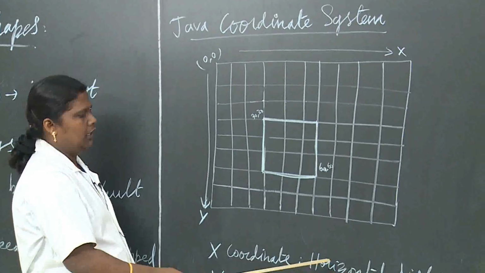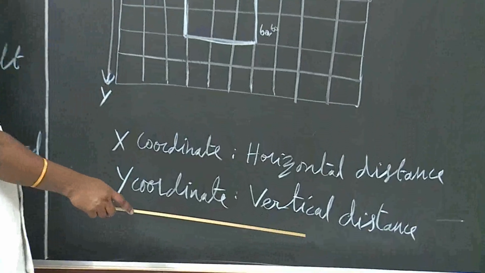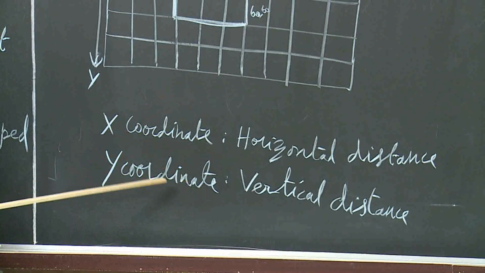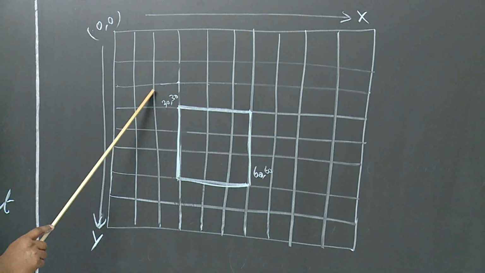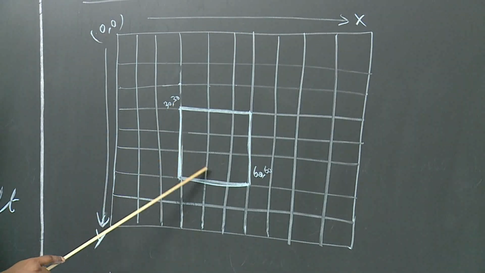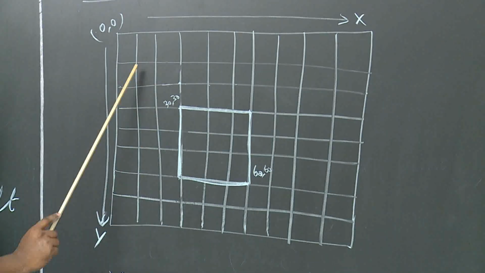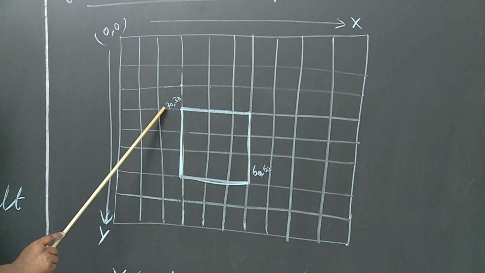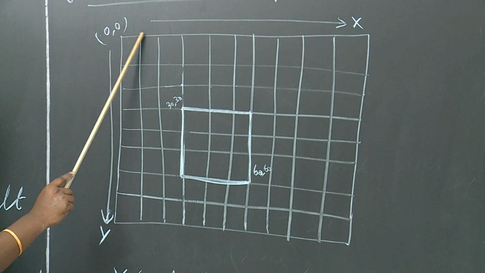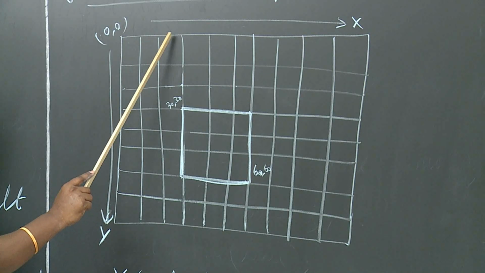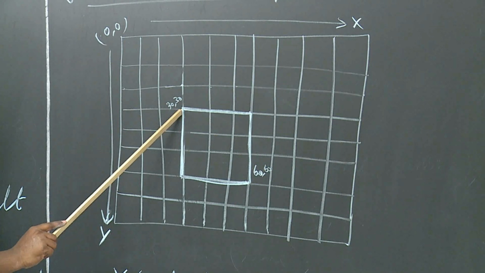The x coordinate represents the horizontal distance, left to right, and the y coordinate represents the vertical distance. These are the two coordinates needed to draw anything. For example, this picture is drawn with a starting point 30, 30 and an end point 60, 60. Here 30, 30 means the first 30 is the x coordinate, and the second 30 is the y coordinate. Marking 10, 20, 30 on the x axis, and the same way 10, 20, 30 on the y axis, we get the first point.